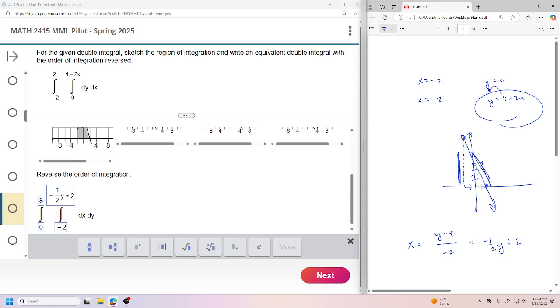Cool. They don't want you to actually do it, which makes me wonder if it's on the test. So, order later.